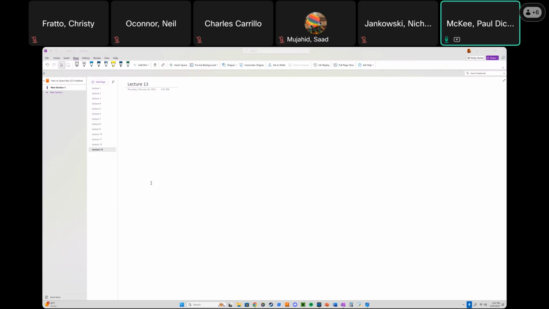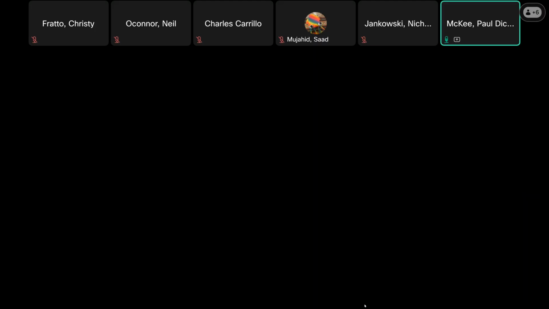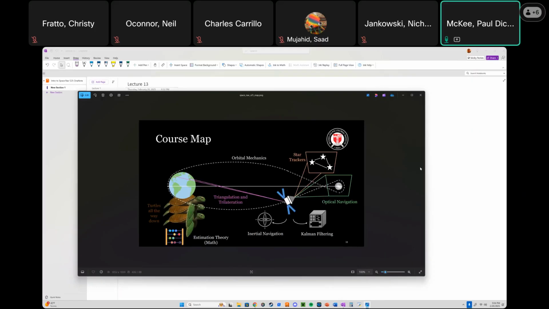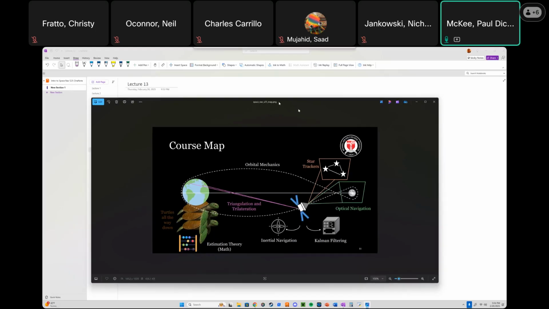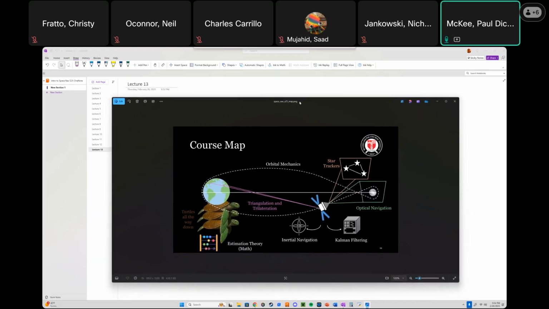So we're actually between two units right now. So I want to return to our course map and talk about that. Of everything we're going to talk about, we spent a while on orbital mechanics and orbital mechanics related foundational things like attitude descriptions, or a review of orbital mechanics, or orbit determination, orbit propagation, stuff like that.